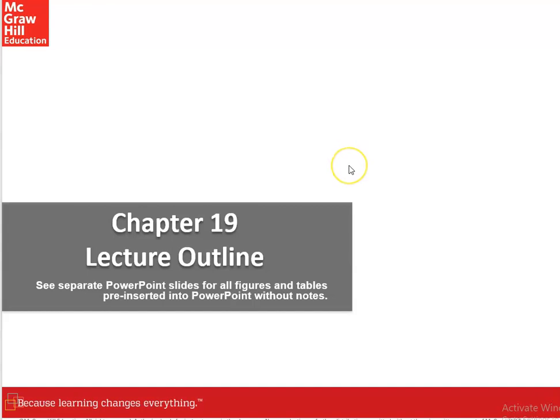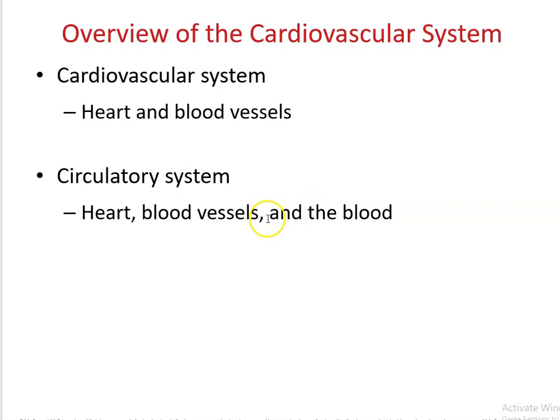In this video, we're going to talk about the structure of the heart. Heart, blood vessels, and the blood form the circulatory system. In Chapter 18, we talked about the function and the structure of the blood. In this chapter, we're going to focus on the structure and the function of the heart. The heart and the blood vessels form the cardiovascular system.